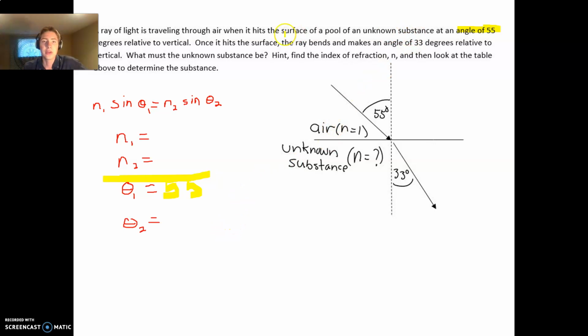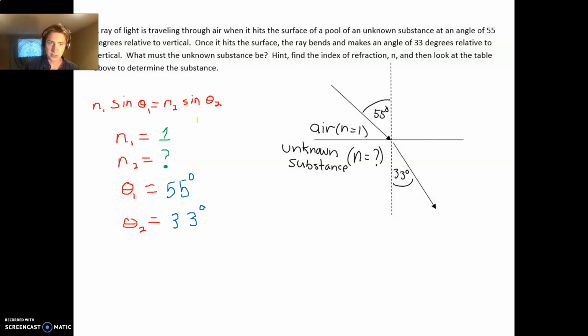And then if we look at the surface, the ray bends and makes an angle of 33 degrees, so that's our angle of refraction relative to vertical. What must the unknown substance be, right? And we know we're going through air, which has an n of 1. And so this gives us all the values we need, where we know n1 is equal to 1. We're trying to find n2. And we have values of 55 degrees and 33 degrees.